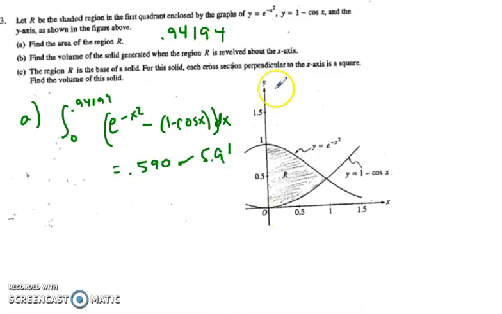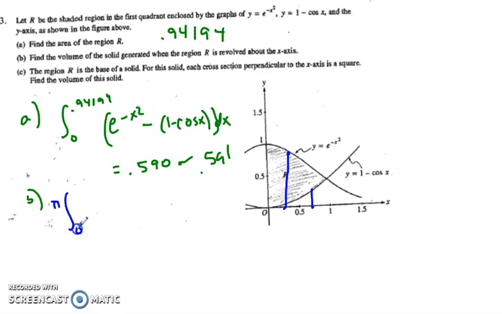So again, oops, put my decimal in the wrong place. Make sure that you are showing your setup and showing the answer. Now we are going to find a volume generated when we revolve around the x-axis. So we need outer radius, which will just be e to the negative x squared, and inner radius, which will be 1 minus cosine x.